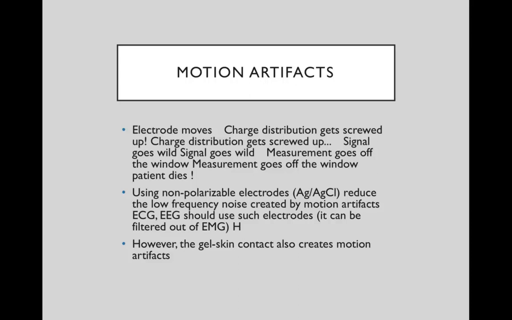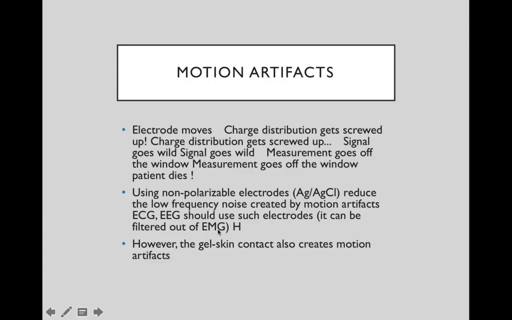motion artifacts. Motion artifacts indeed are a problem because as your electrode moves, you do indeed mess up your charge distribution. And so that causes signals to appear that aren't representative of biopotentials, they're representative of motion. When you use non-polarizable electrodes, this reduces the low frequency noise that's created by motion artifacts. And so that's why it's very important to use such electrodes for ECG and EEG. Now, when you're measuring an EMG, it's not as important because typically EMG signatures are higher frequency signatures.